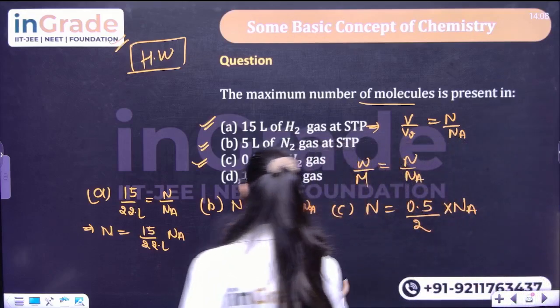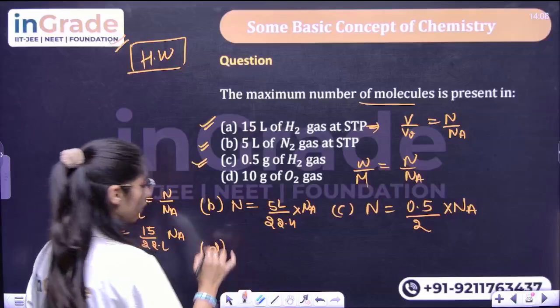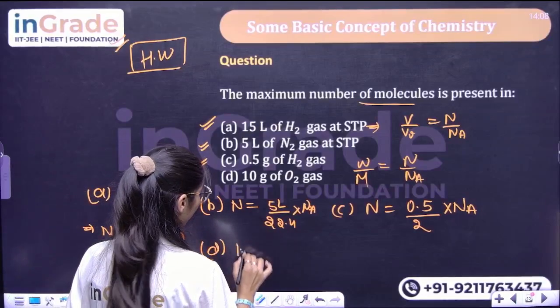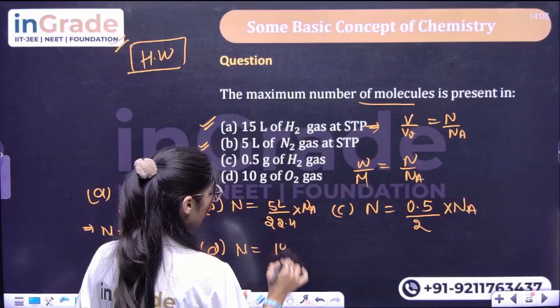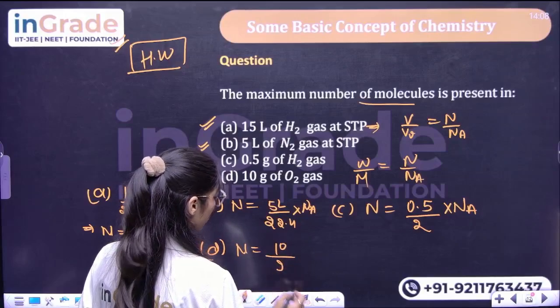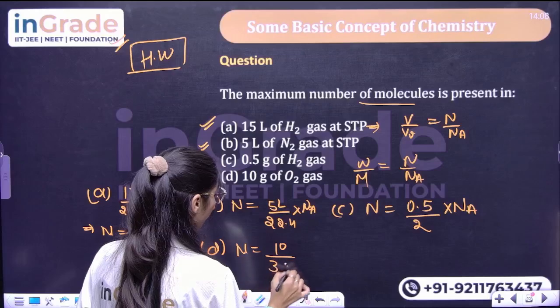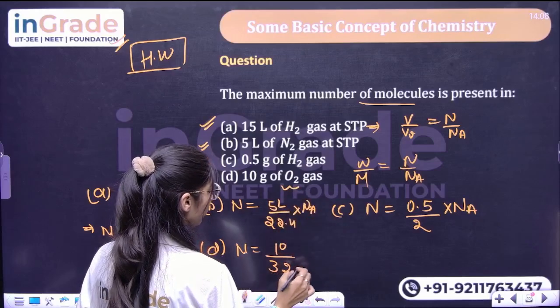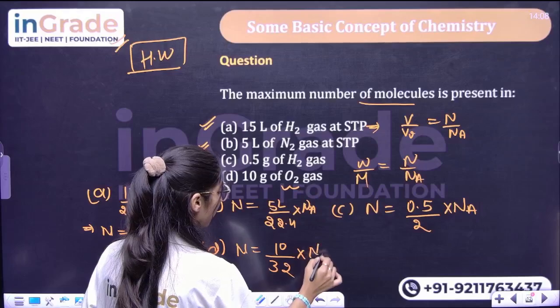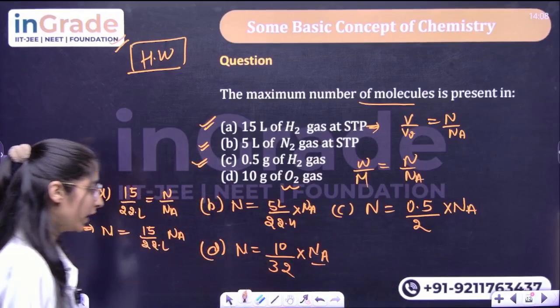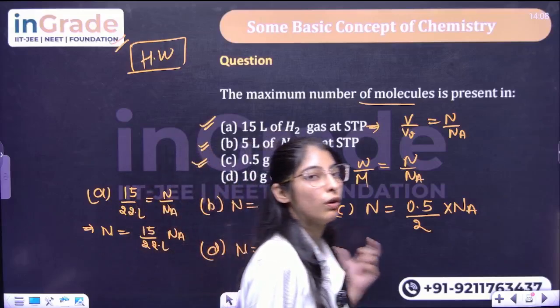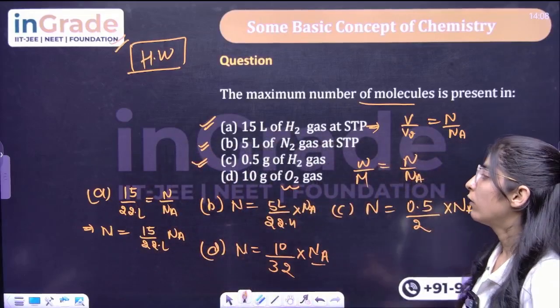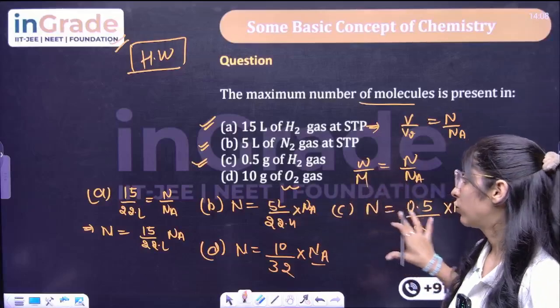And for your option D, N is equal to 10 divided by, sorry, here 32 will come as it says O2 molecule, so it will be multiplied by Na. Now you are going to solve this and tell me the answer of this question in the comment box section.